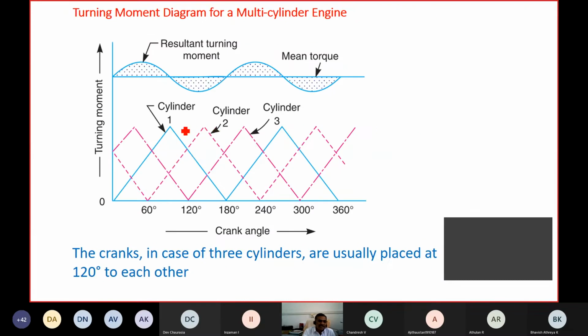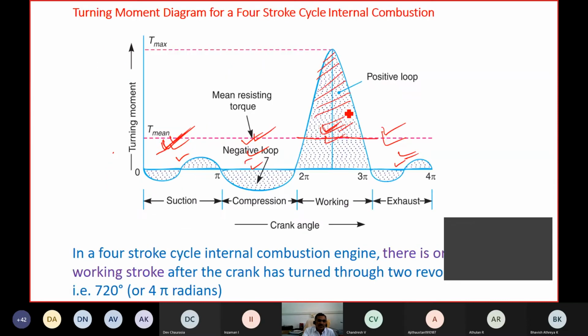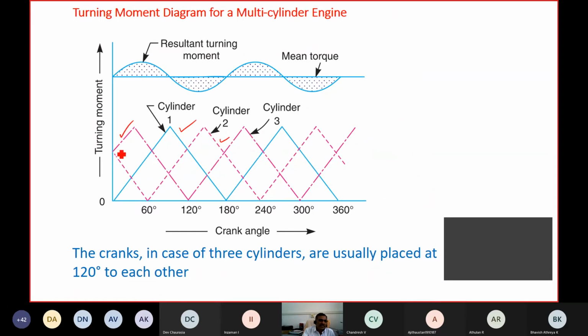So you can see a multi-cylinder engine. This is the power stroke of one engine, this is the power stroke of another engine, this is the power stroke of another engine. Since there are a number of cylinders, you can see the fluctuation will be like this. Here, the fluctuation is 0 to maximum, maximum to 0. But here, the fluctuation is like this. It is not going to 0. The variation is varying like this, right?